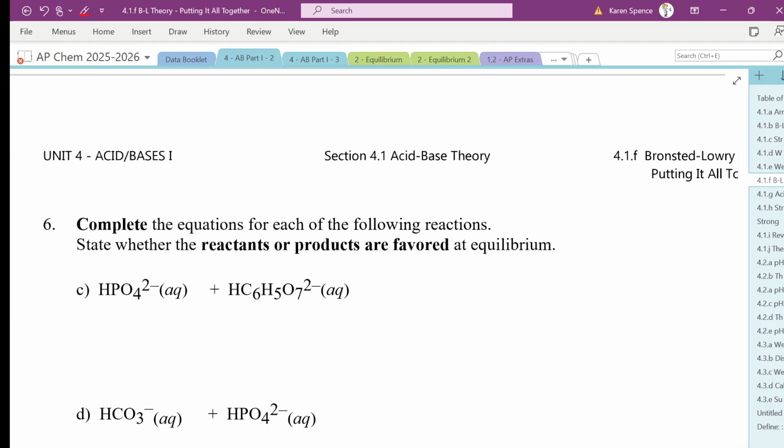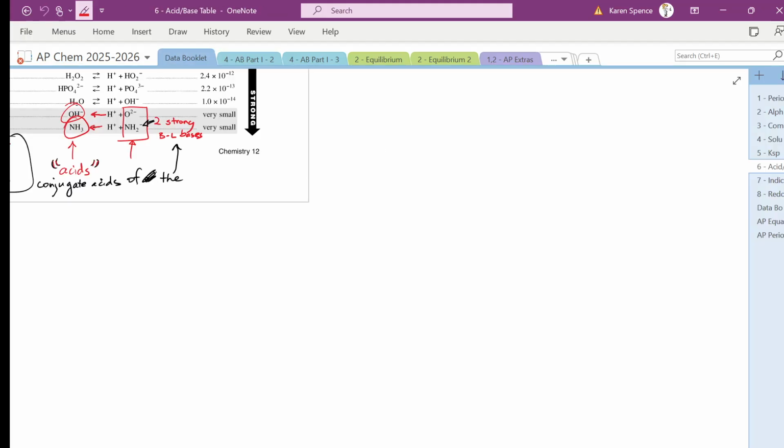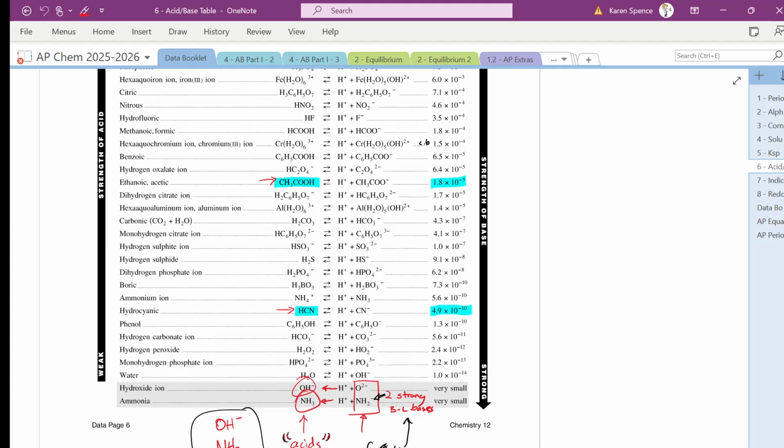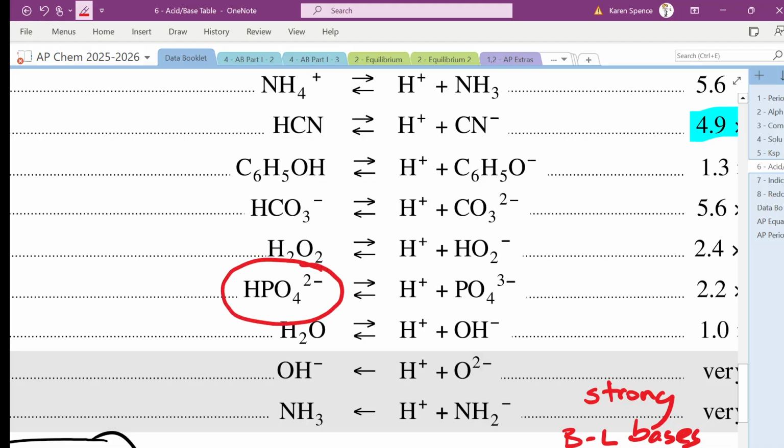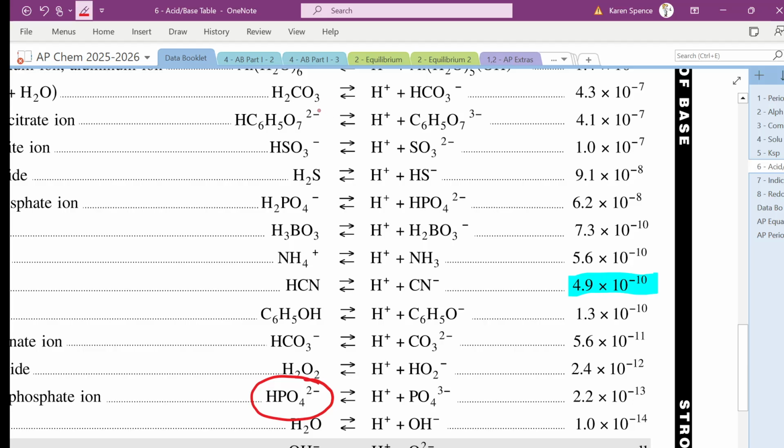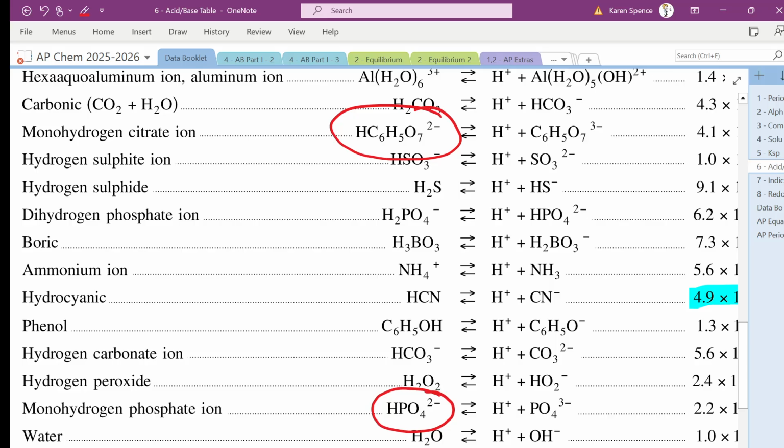Okay, so complete the following reactions. It's possible I did it wrong, so let's check this out. We have HPO4 2 minus and H3C6H5O7. Okay, so we have HPO4, which is here. And we have HC6H5O7, which is there. So that means out of those two amphiprotic substances, the monohydrogen citrate ion is stronger. Yes.